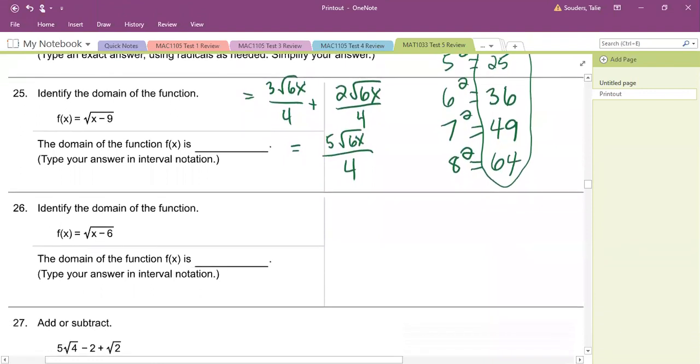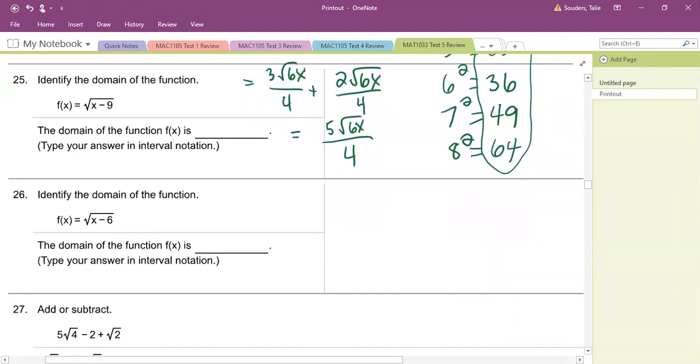Okay, so now we're going to find the domain of some radical functions. And what is the key thing we talked about? That when you take a square root, what can you not take a square root of and get a real answer? It might give you an imaginary answer, right? But what can you not take the square root of if you're trying to get a real answer? A negative, right?